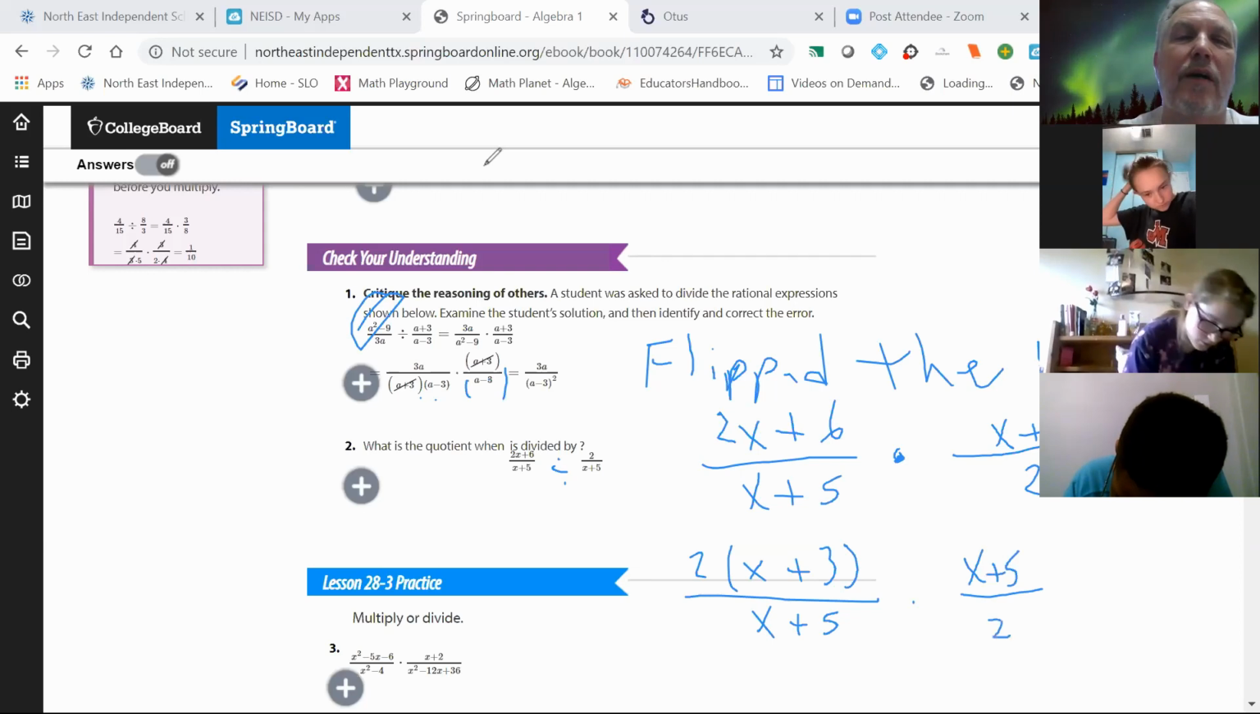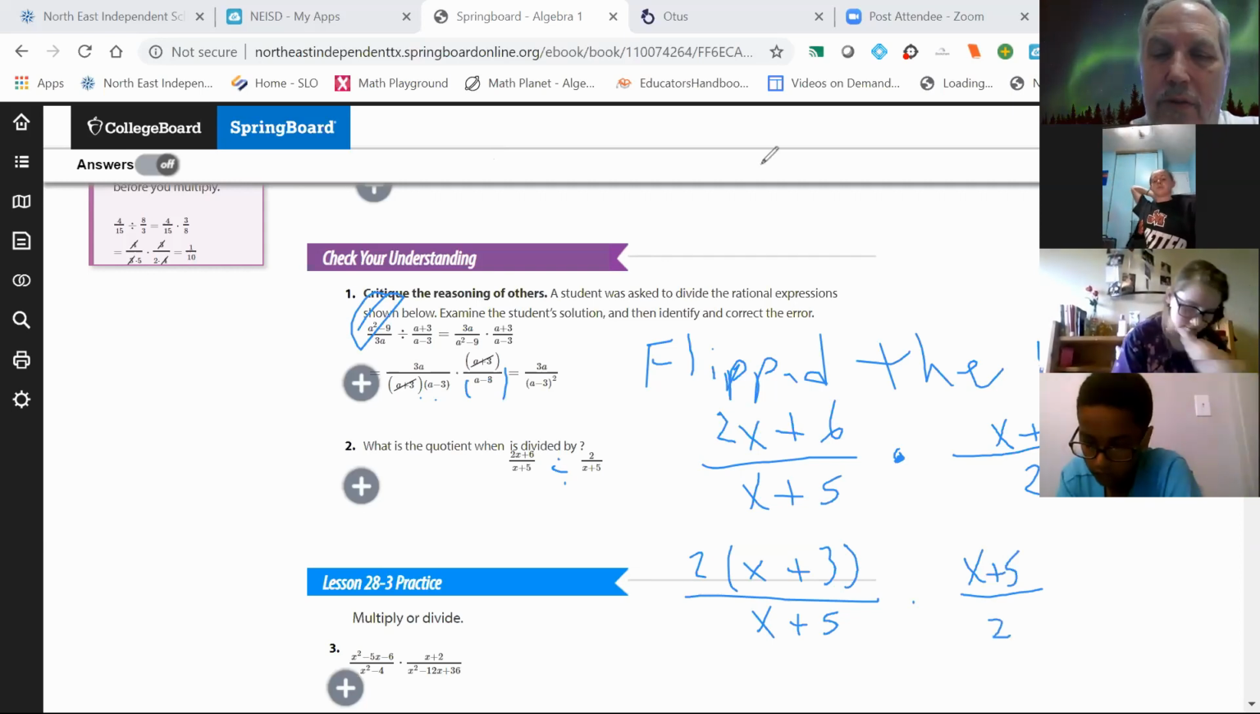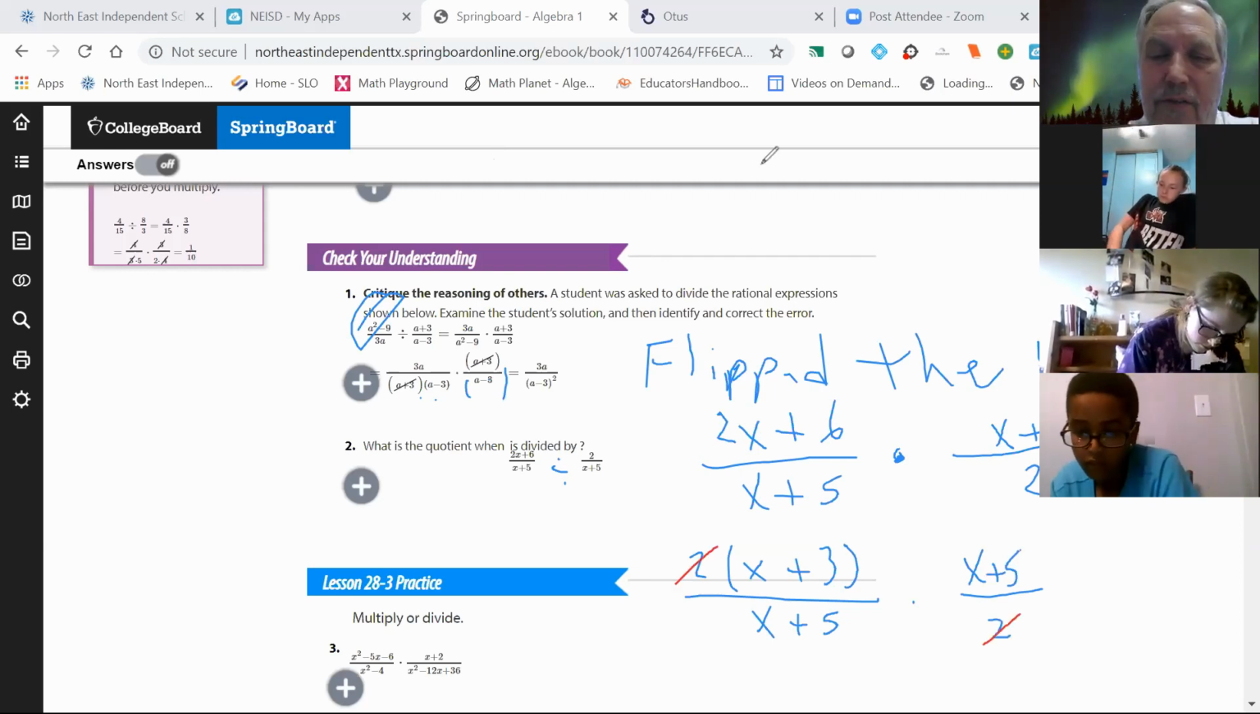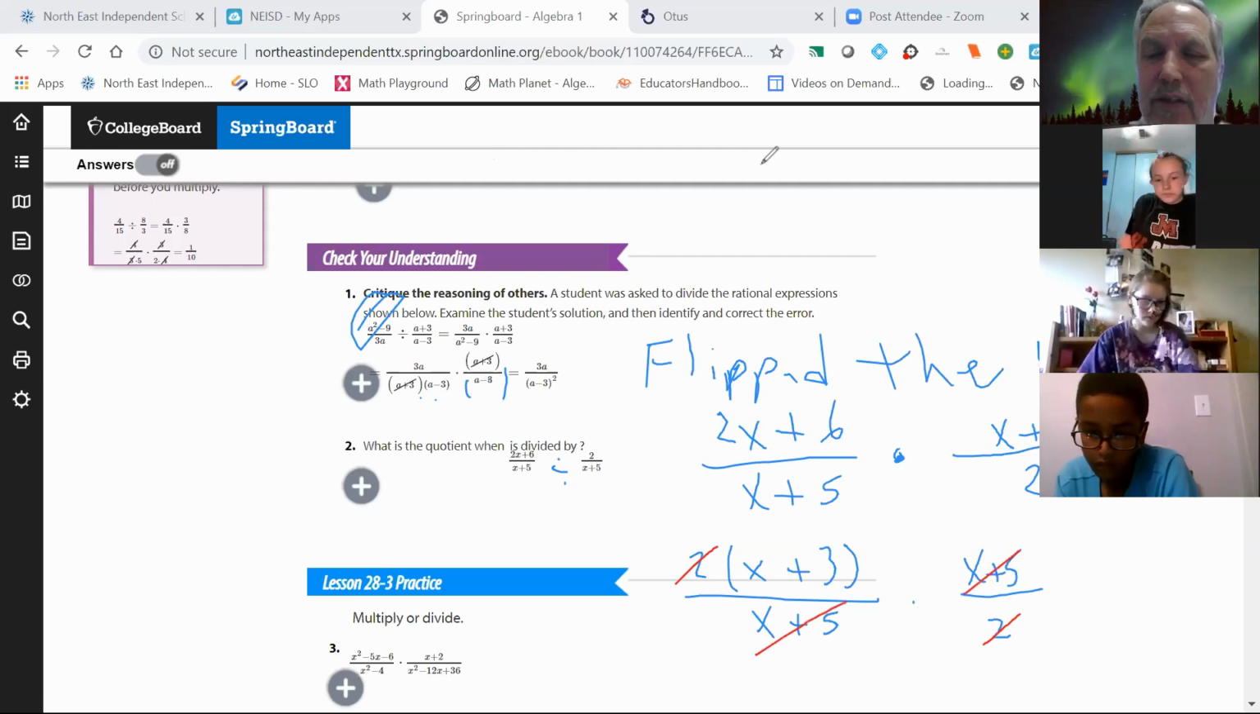Okay, and then it's just a matter of canceling out. 2 cancels with the 2. The x plus 5 cancels with the x plus 5. That leaves you with just the answer of x plus 3.